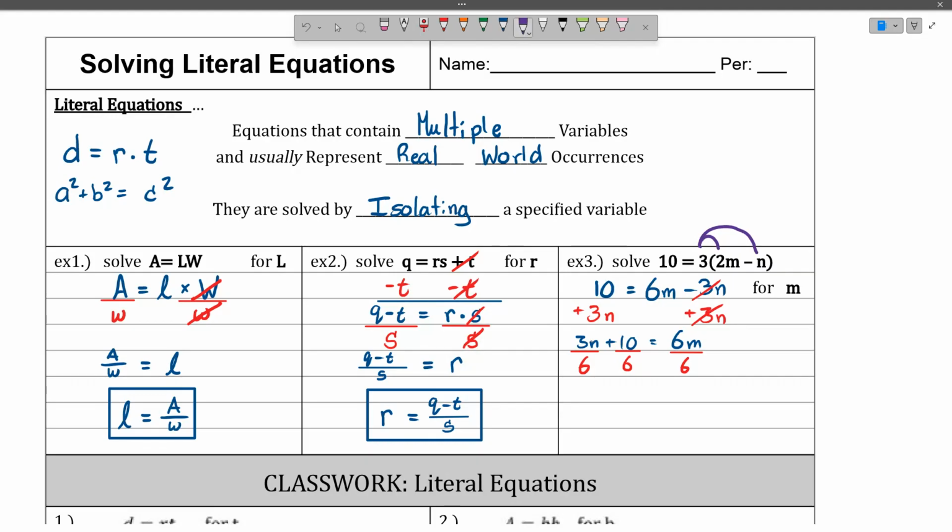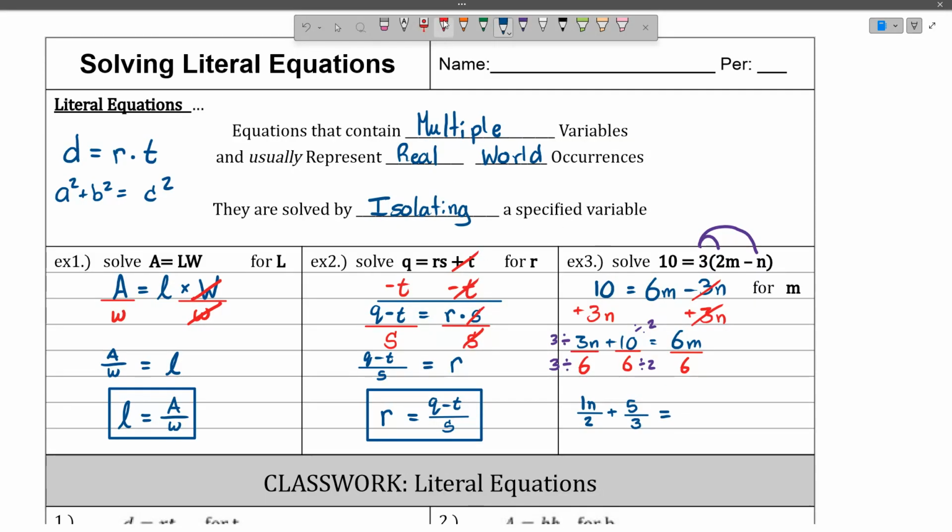To simplify a fraction, you find a number that divides both the top and the bottom. Is there a number that divides 3 and divides 6? Yeah, 3. 3 divides 3, and 3 divides 6. So this one would end up being 1n over 2. 3 divided by 3 is 1, 6 divided by 3 is 2. How about this one? Is there a number that divides 10 and a number that divides 6? Yes, 2. 2 divides both of these. 10 divided by 2 is 5, and 6 divided by 2 is 3.